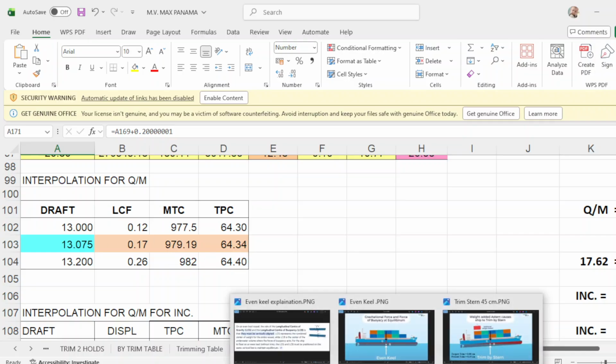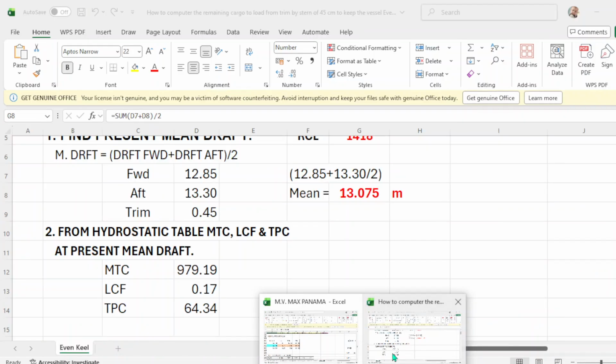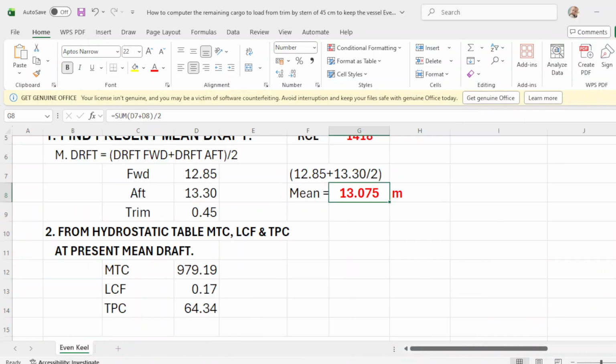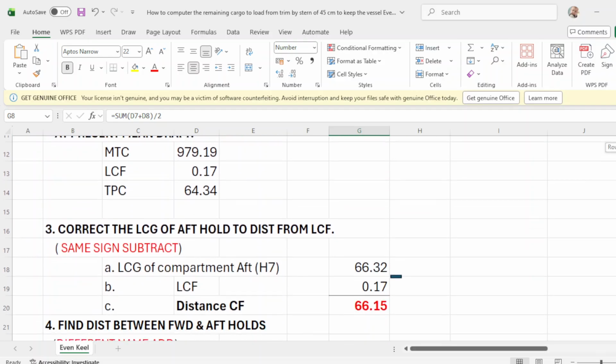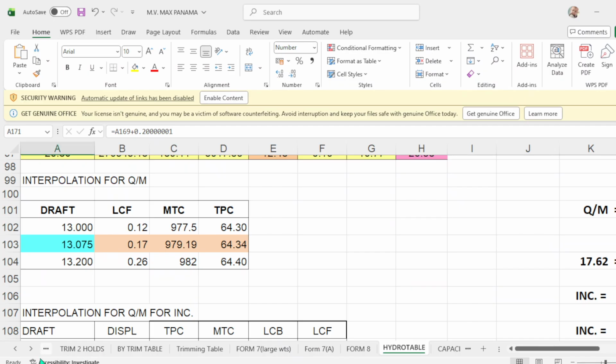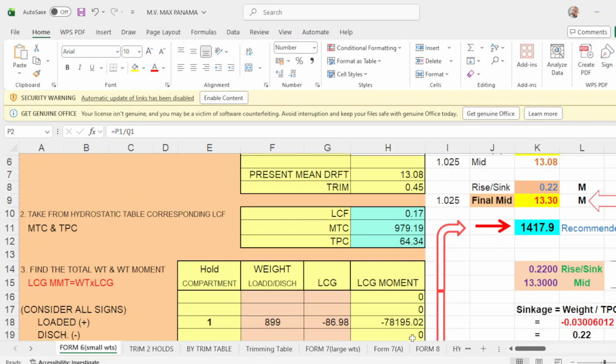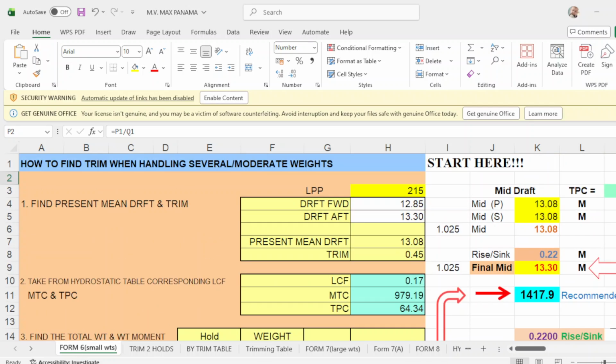Okay, then go down, correct. I'll show you this one. Now the program, number 2, and this is the MTC, LCF, and you have the same figures here.